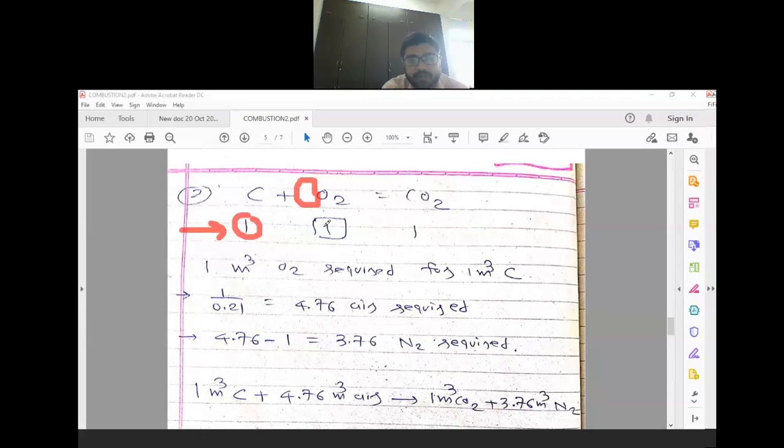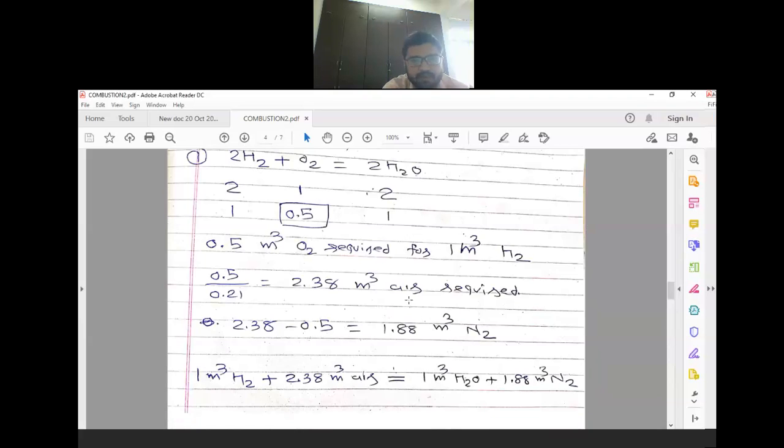Now what is the value of air? For that you have to divide 1 by 0.21. So this is the quantity of air required. Clear? And how to find out the nitrogen? From the air you have to subtract the oxygen, so you get the value of nitrogen. So here also you can see the final formula: 1 meter cube carbon, 4.76 meter cube air, output will be 1 meter cube CO2 and 3.76 meter cube nitrogen. We will discuss more examples so you can understand easily.